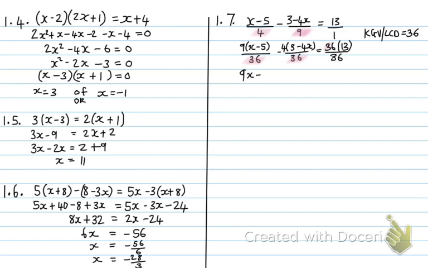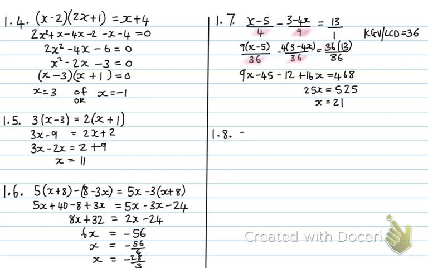Now I multiply in. 9 times x is 9x, 9 times negative 5 is negative 45. Then negative 4 times 3 is negative 12. Negative 4 times negative 4x is positive 16x. On the other side, 36 times 13 is 468. Now 9x plus 16x is 25x, and on the other side I add the 45 and the 12 to get 525. Now to get x alone, I divide by 25, so it becomes 21. x is equal to 21.